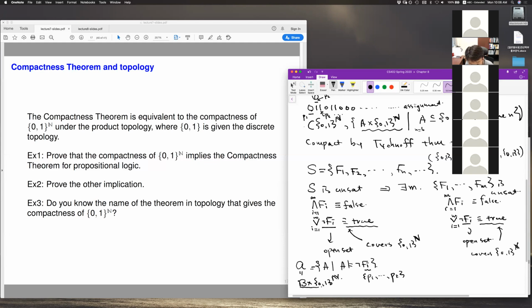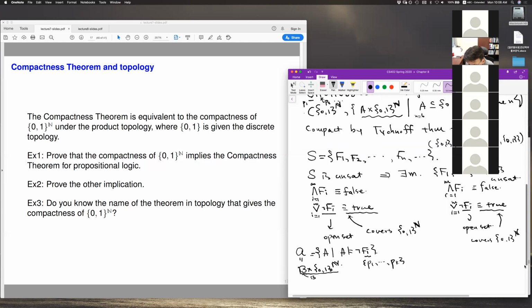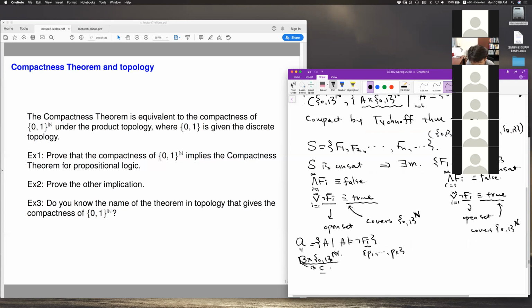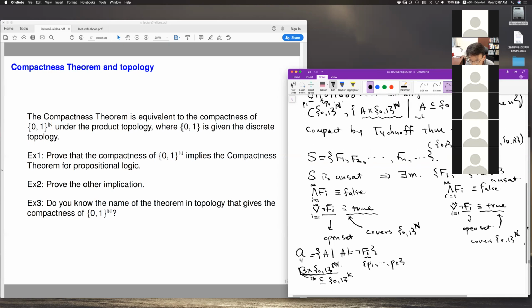So the assignments will have the form where for P1 to Pk we carefully assign something, and for all the rest we can assign anything. That corresponds to a set A of this form, where the B part is a subset of {0, 1, ..., k}. Because for the first k propositional variables we have to be careful, and otherwise we don't have to do anything. If you compare this to what I wrote over there, this is exactly the form of the open set that I told you before.